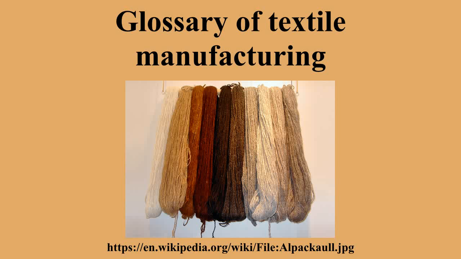Ikat. Ikat is a style of weaving that uses a tie-dye process on either the warp or weft before the threads are woven to create a pattern or design. A double ikat is when both the warp and the weft are tie-dyed before weaving.